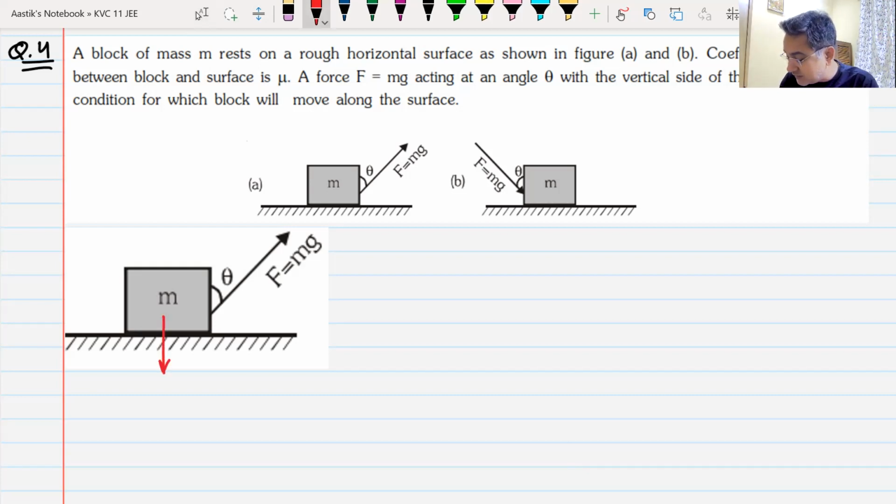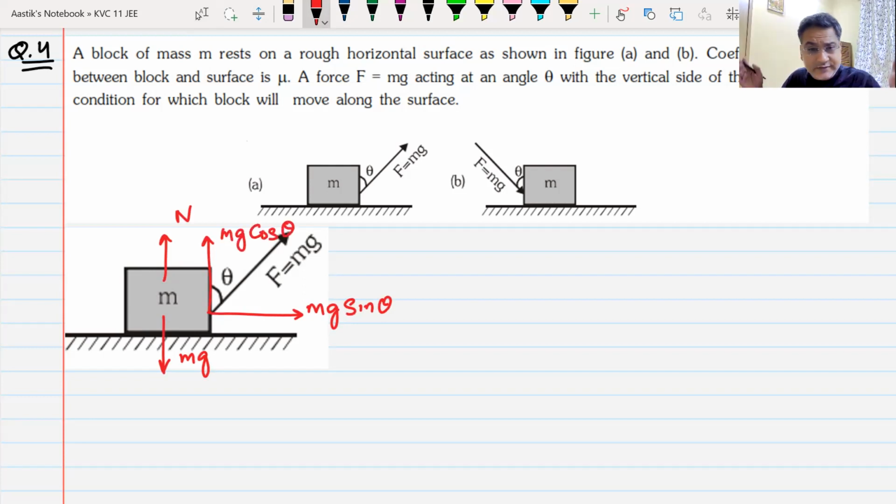So this comes here, mg. This comes here, normal reaction N. This is not going to move, but here, apart from that, this force is applied like this. So we have to resolve this force into two components. Now remember, the value of theta is given with the vertical. So this becomes mg sin theta, and this becomes mg cos theta. Do we understand this?